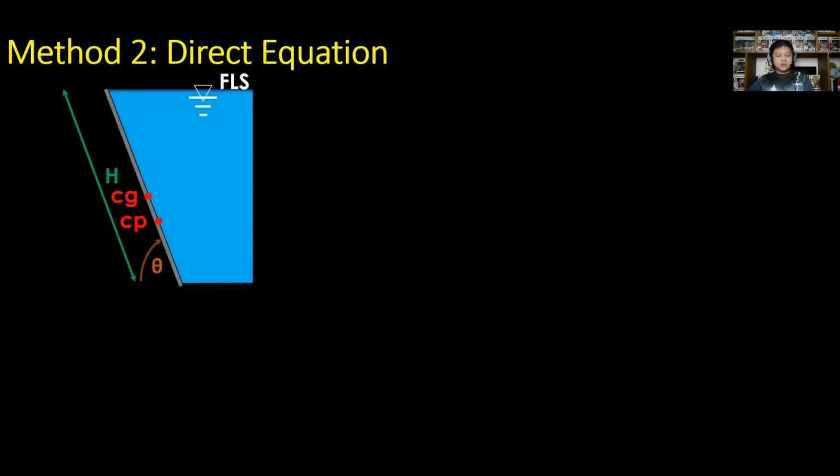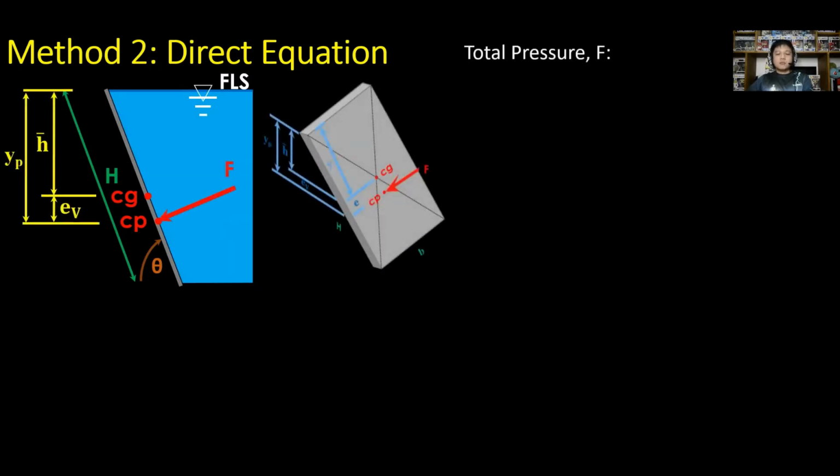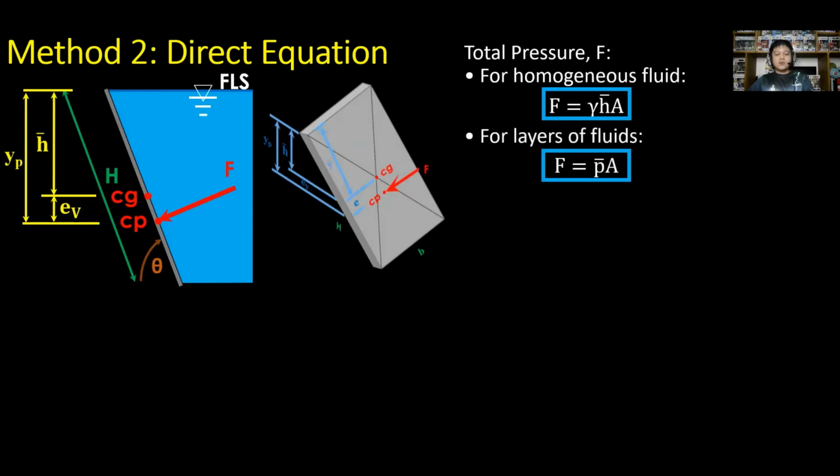Next, for method number 2, which is the direct method, it is an ideal method because it is flexible and easy to use for any shape of the surface. First is for the total pressure F. For homogeneous fluid or single fluid, use F as equal to gamma times H bar times A. And for layers of fluids, which is applicable only if the surface is exposed to only one fluid, and if not, then use the pressure diagram method.